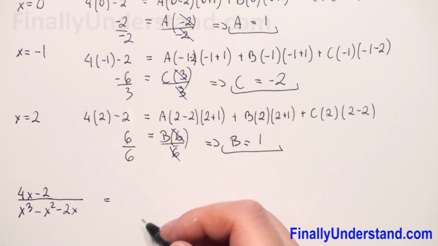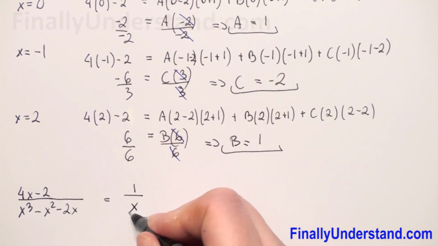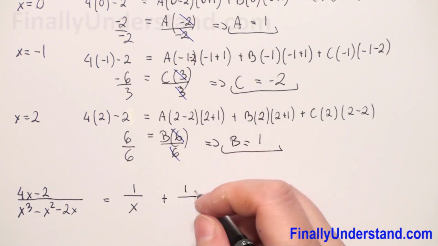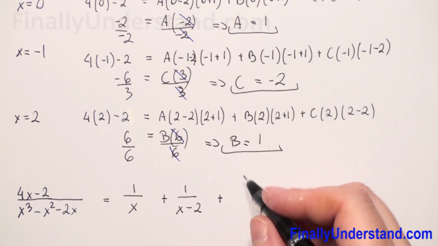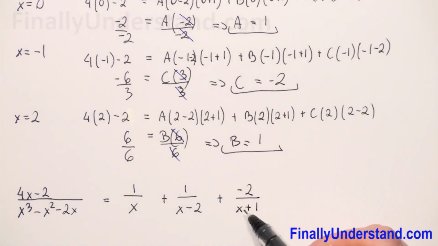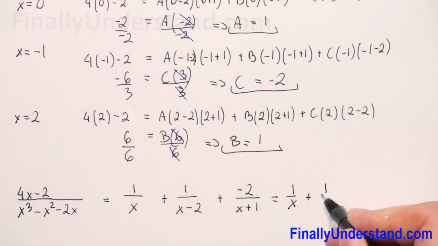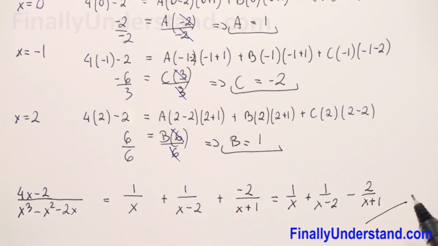This is equal to a, we found that this is 1, and the first denominator is x. Next we have b is 1 also, over x minus 2, and the third is negative 2 over x plus 1. You can also rewrite that plus and minus give me minus, so it will be 1 over x plus 1 over x minus 2 minus 2 over x plus 1. This is my solution.